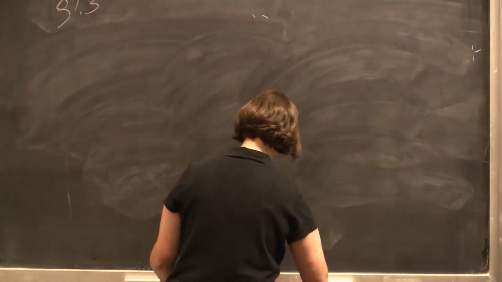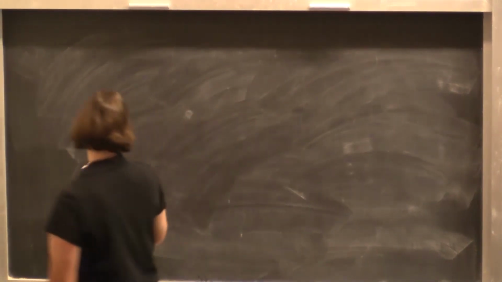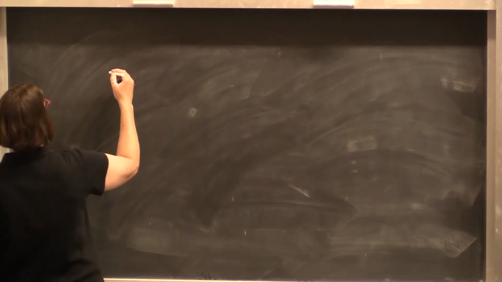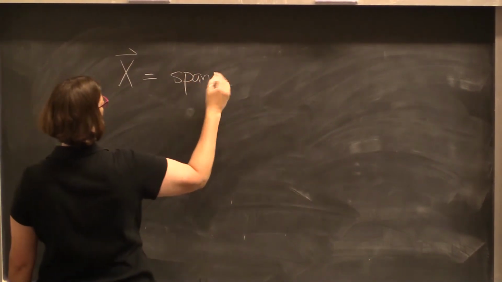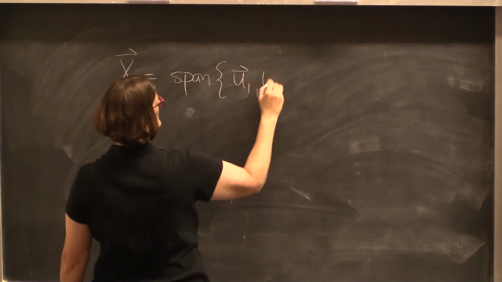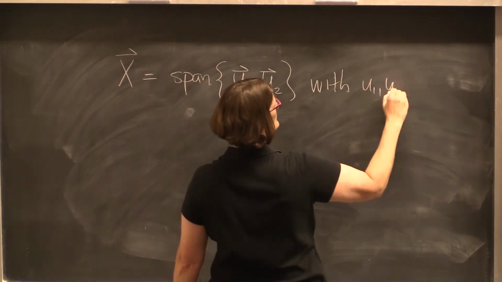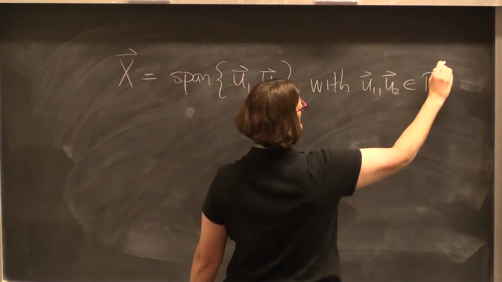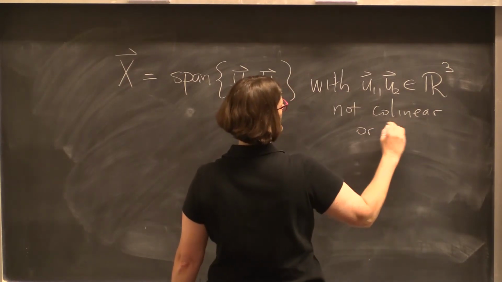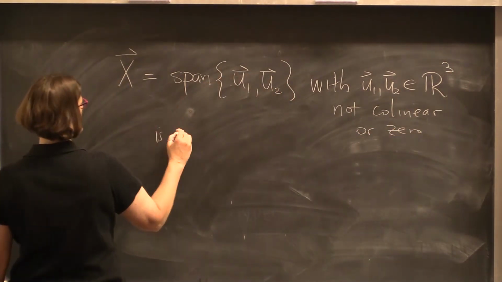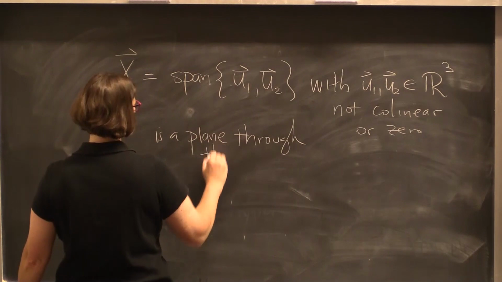So let me just reintroduce you to planes. So first of all, x, which is the span of 2 vectors, u1, u2, with u1, u2 in R3, not collinear, or 0, is a plane through the origin.